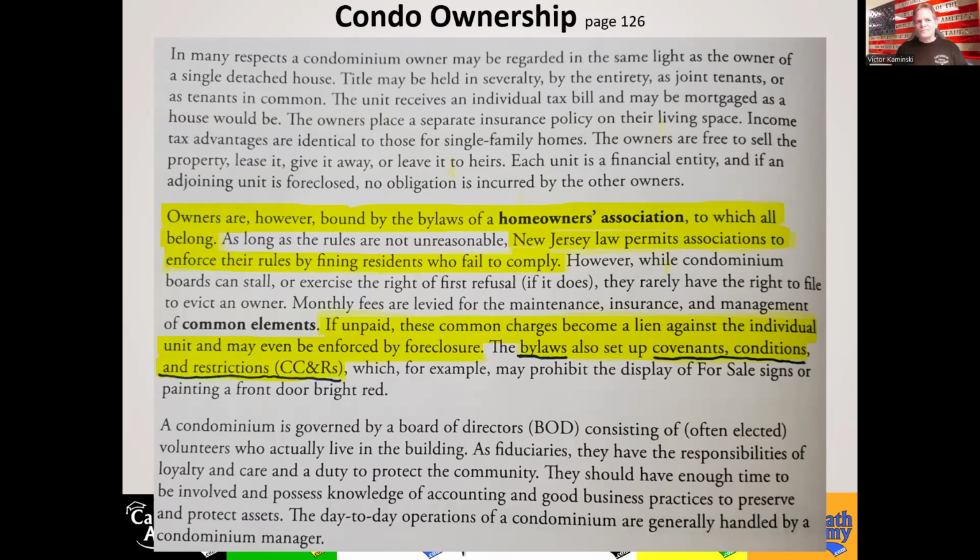So with that comes also the possibility for nepotism and corruption, I guess we could say, because with great power comes great responsibility. Is that what Spider-Man said, right? With great power comes great responsibility. Well, same thing goes with these people. You get a little power, sometimes it goes straight to their heads. So New Jersey law permits associations to enforce their rules by fining those residents who fail to comply.